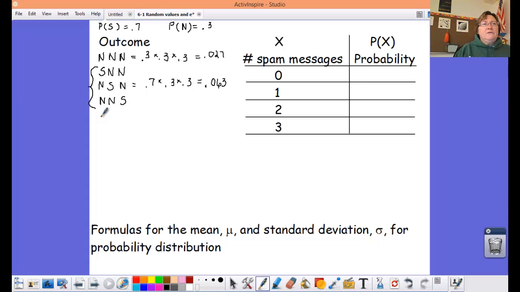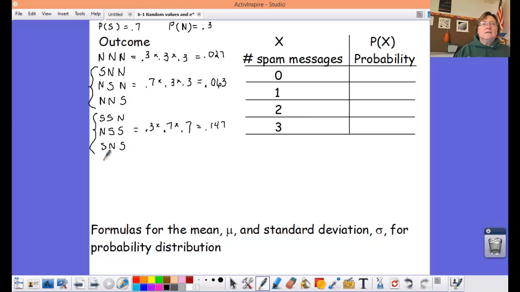It's possible that we could get 2 spam messages, and those 2 spam messages could happen first and second. They could happen second and third. They could happen first and third. All 3 of these possibilities are going to have the same probability, and that will be 1 good message, which is a 0.3, times 2 spam messages, which is 0.7 times 0.7. That probability will be 0.147, and if you think about that, again, there are 3 of that, so when we go to build our table, we're going to multiply that number by 3.